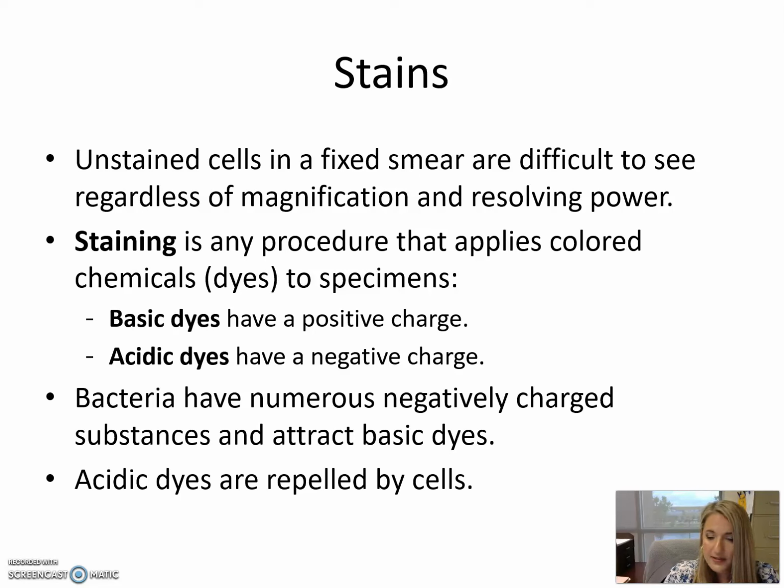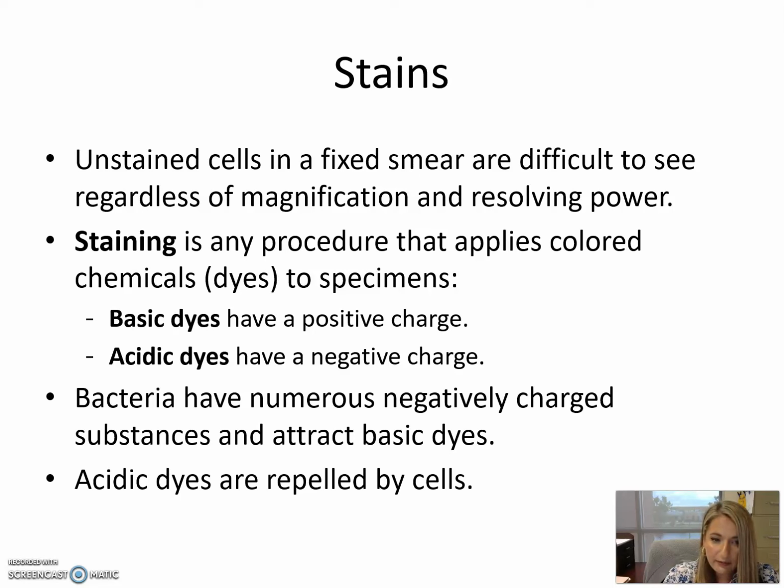There are basic dyes and acidic dyes. Basic dyes have a positive charge, and since bacteria all have a negative charge, there is an attraction. Basic dyes with their positive charge will always bind to bacteria since bacteria have a negative charge, and they will stain the bacteria. The opposite of a basic dye is an acidic dye. Acidic dyes have a negative charge, and since bacteria also have a negative charge, there's a repulsion.